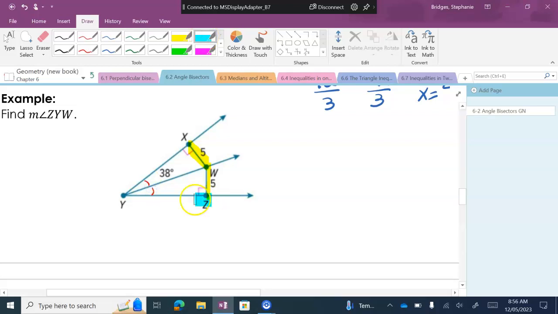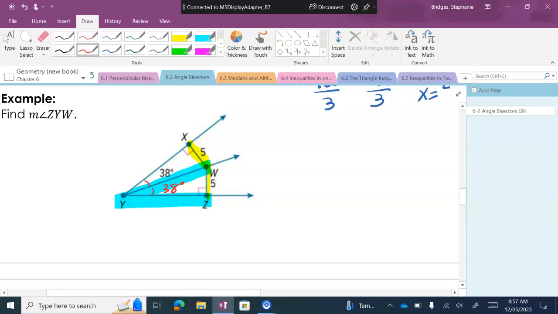They are looking for ZYW, which is the small one. So what would that have to be? 38. I don't even really have to do any work. I just have to know that because both of those segments have the same length, that angle has been cut in half. And so therefore, if the top one is 38 degrees, so is the bottom one. Anybody have any questions so far?